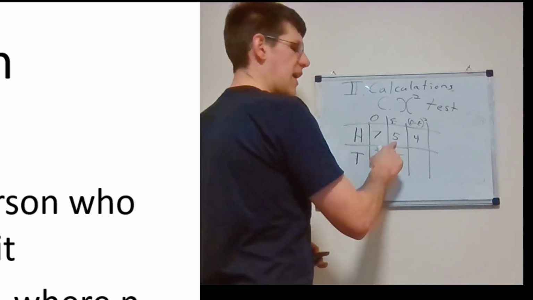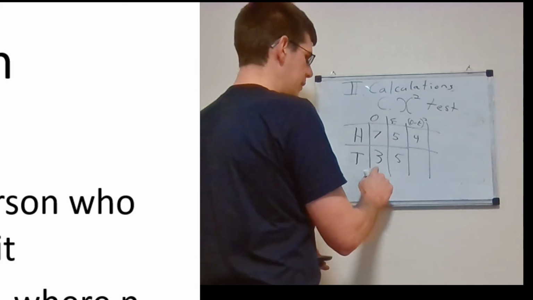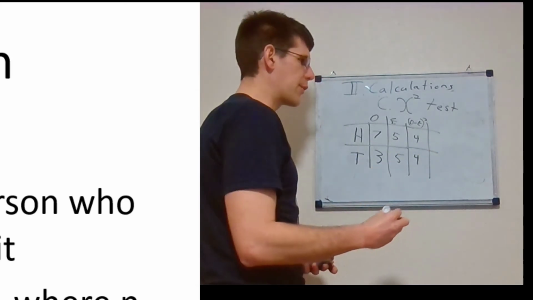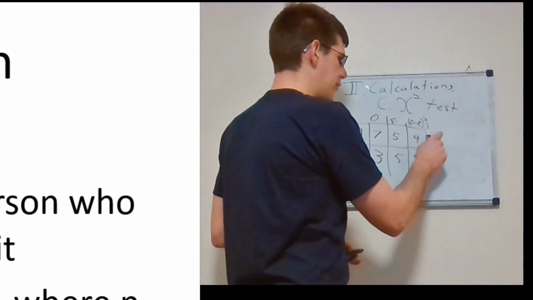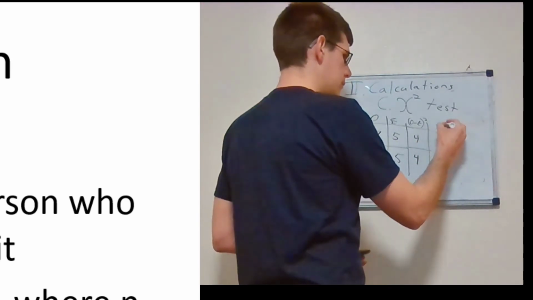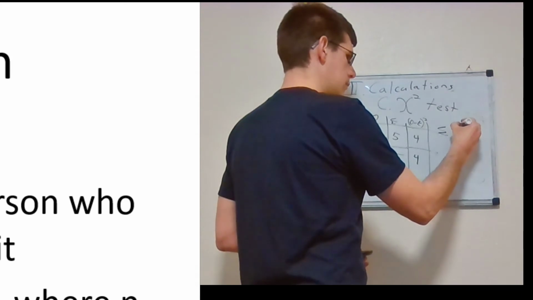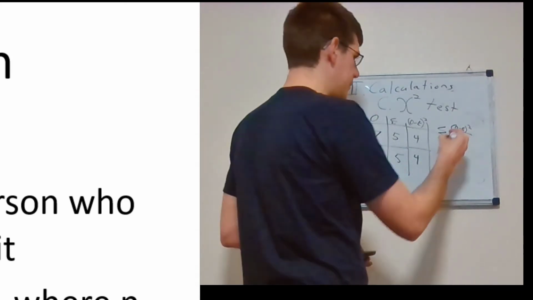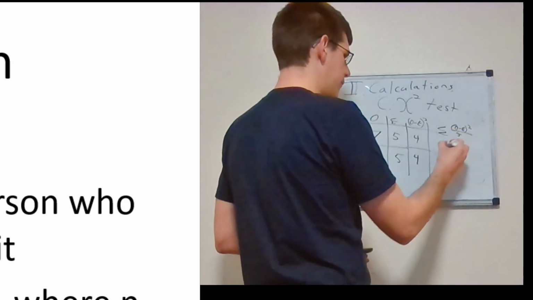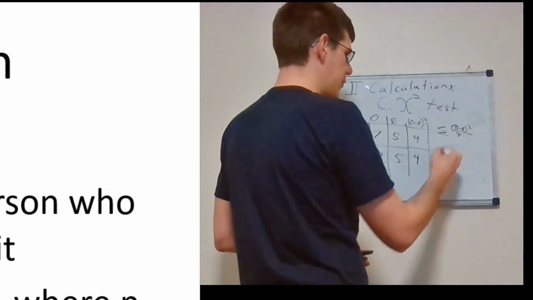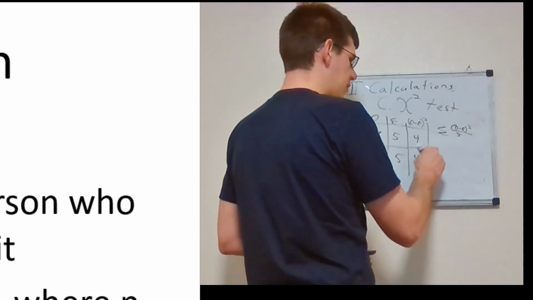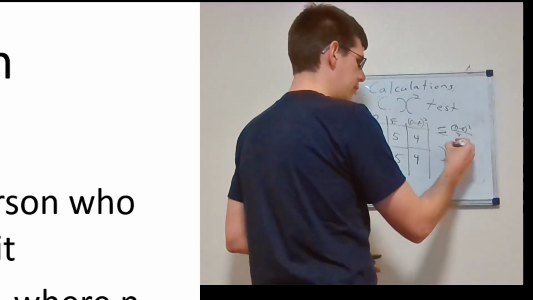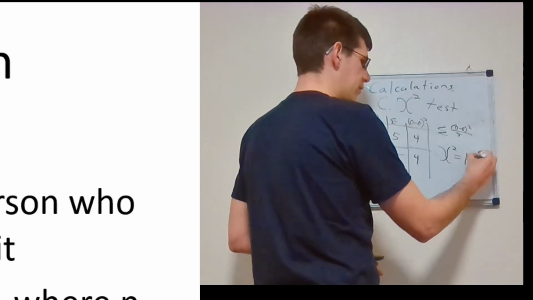So 7 minus 5 is 2, 2 squared is 4. 3 minus 5 is negative 2, negative 2 squared is 4. And then we're going to take the sum of those observed minus expected, squared, and each of those is going to be divided by the number expected. So you got 4/5 plus 4/5, that's 0.8 plus 0.8, and the sum of those equals your chi-squared value of 1.6.